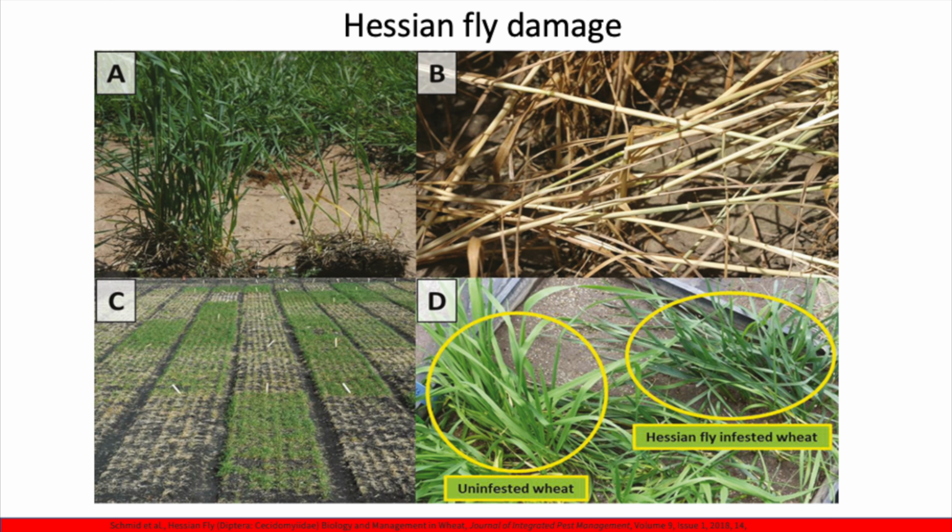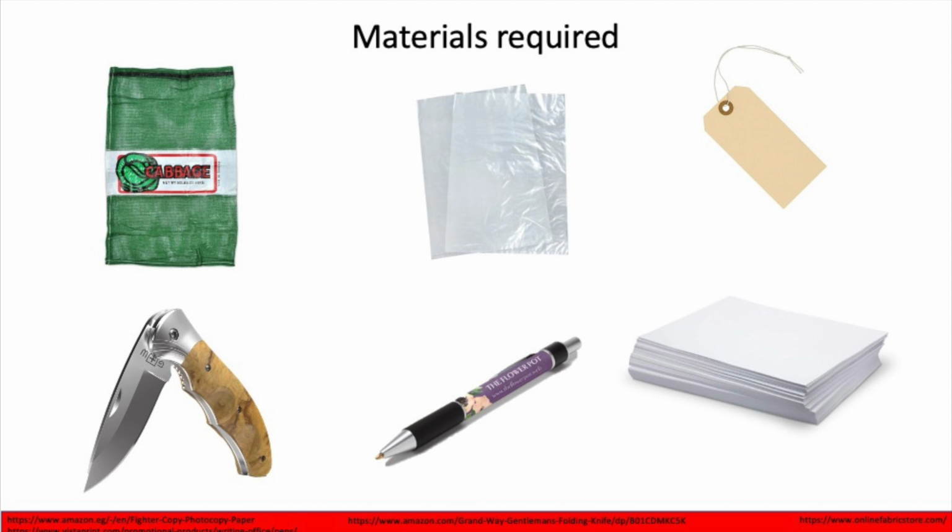The other method of rating Hessian fly is by counting larvae and pupa in the infested plants, and this method will be demonstrated in this video. The materials required for the Hessian fly infestation rating are green cabbage bag, polythene bag, a tag, a pocket knife, a pen, and a paper.